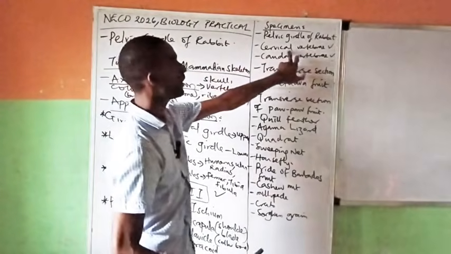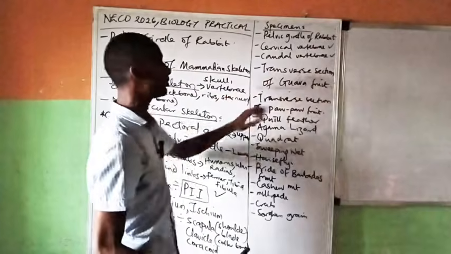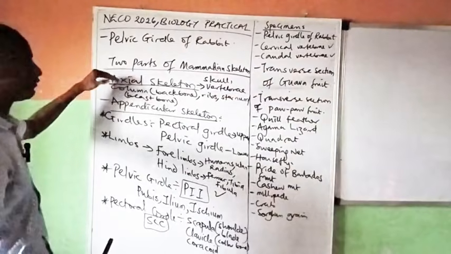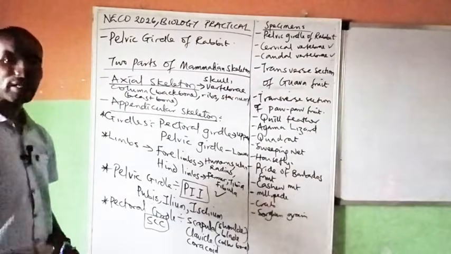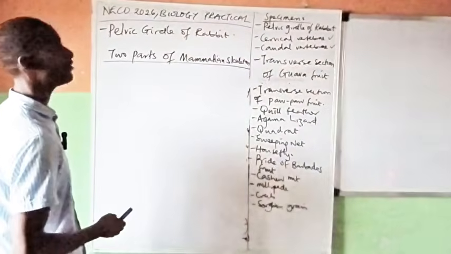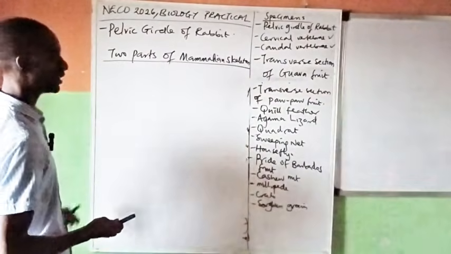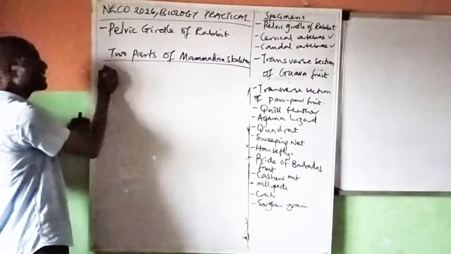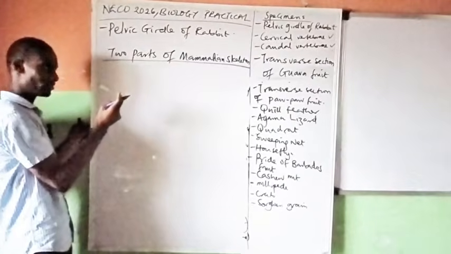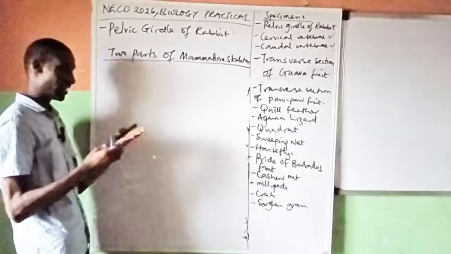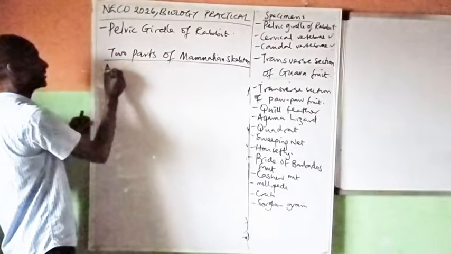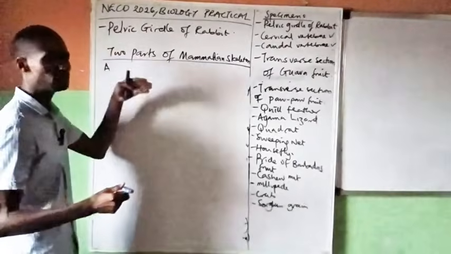So now, for us to talk about the cervical vertebra and the caudal vertebra, I'm going to be talking about the axial skeleton, which is the first part of the mammalian skeleton. Let's talk about the second one. We have the cervical vertebra and the caudal vertebra. So the axial skeleton, which is the first part of the mammalian skeleton, remember I told you, you have the axial skeleton and the appendicular. Those are the two parts. So the axial skeleton I've listed is made up of the skull, the vertebral column.